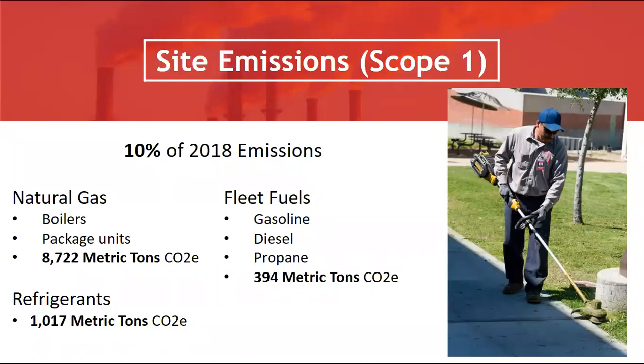So on-site emissions, right, I had mentioned natural gas. That's the larger contributor to our scope 1 emissions, coming in at 8,700 metric tons. We use natural gas on campus for our boilers and package units. Our boilers are for heating water that we pump around campus for heating buildings. We also have some natural gas fired water heaters on campus. Package units is also heating and air conditioning related, so natural gas being consumed to heat our buildings.